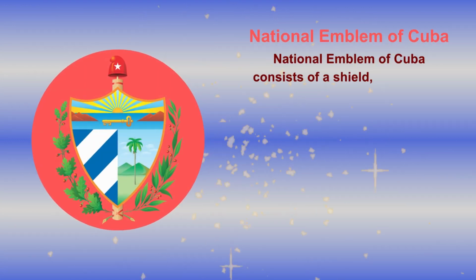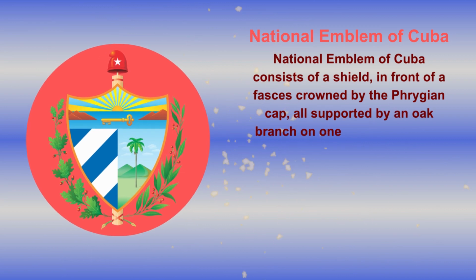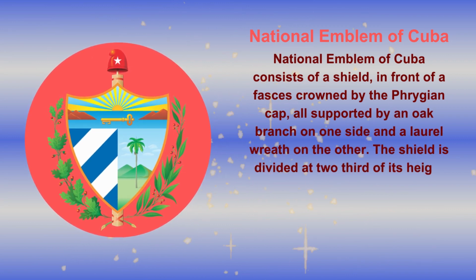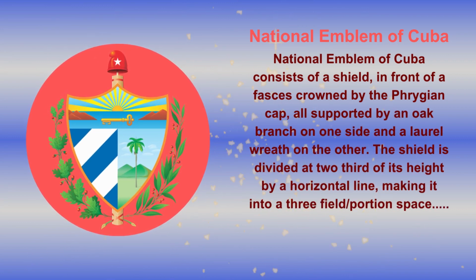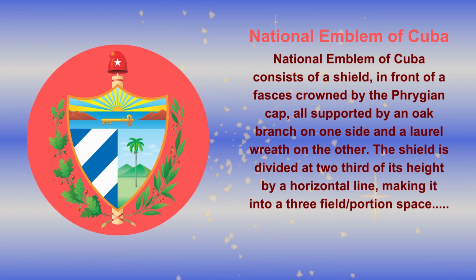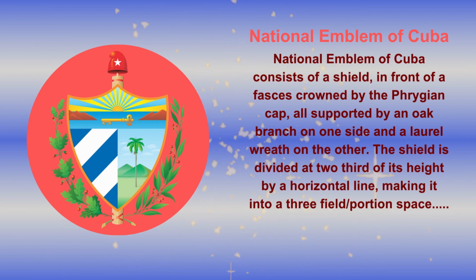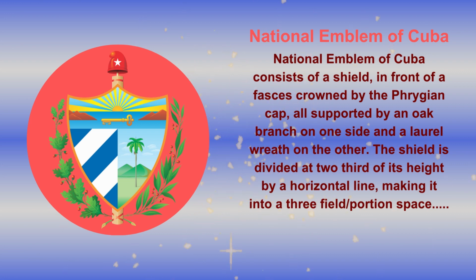The national emblem of Cuba consists of a shield, in front of a fasces crowned by the Phrygian cap, all supported by an oak branch on one side and a laurel wreath on the other. The shield is divided at 2/3 of its height by a horizontal line, making it into a 3-field space. The top field represents a sea which consists of 2 points of land on either side opposite to each other, in the middle of the sea extending from left to right.